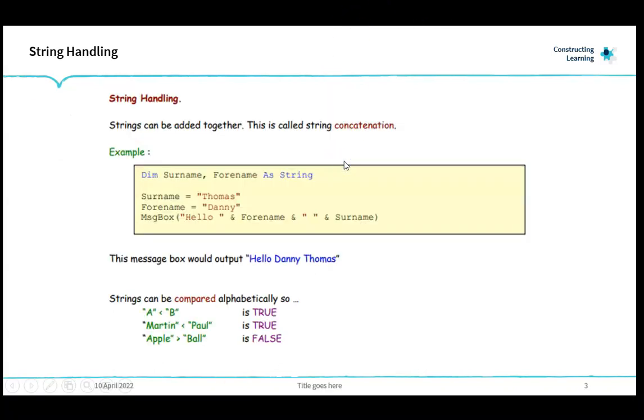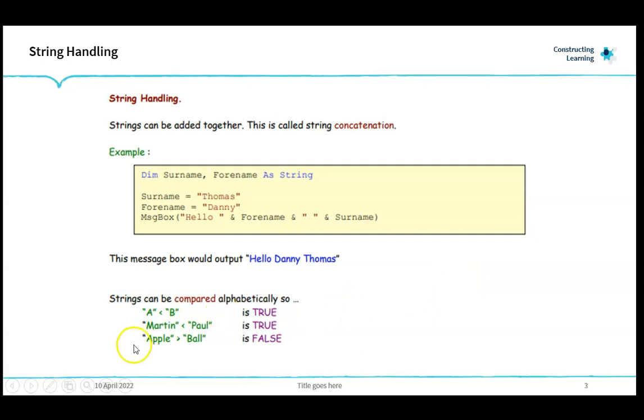So strings can be added together. They can be joined together, and this is called string concatenation. Concatenation means joining something together. So for example, I have two variables called surname and forename. I've stored Thomas to surname and Danny to forename. And I've then used concatenation to send a message saying, hello, forename, and symbol, put a space, and symbol, and then surname. And this will join it together.